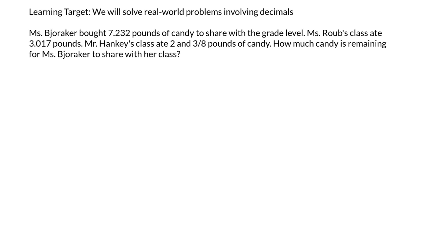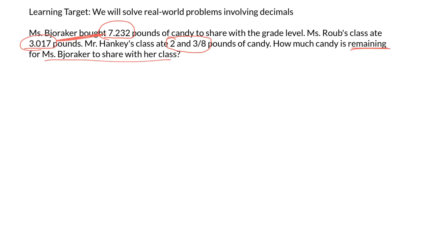Okay, so this is actually a really tricky problem. It involves a couple of steps, but what we're trying to figure out is how much is remaining or left over. Okay, we know we start with 7 and 232 thousandths pounds, and we're going to take away 3 and 17 thousandths pounds and whatever the decimal of that mixed number 2 and 3/8 is. I think the best thing for us to do would be to subtract what Miss Rob's class ate from our total right away.